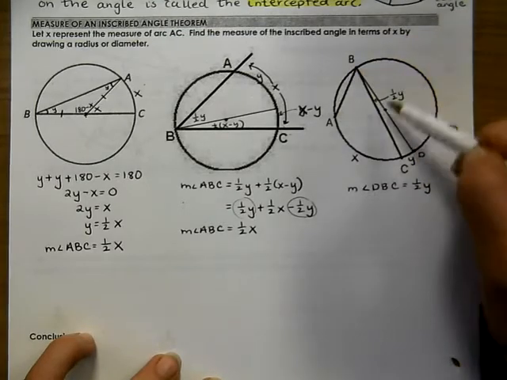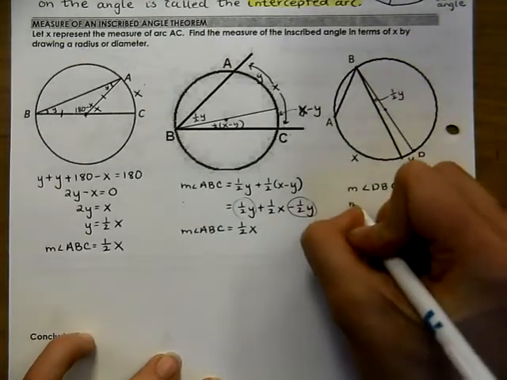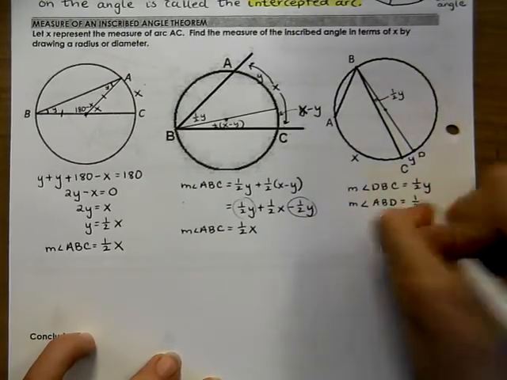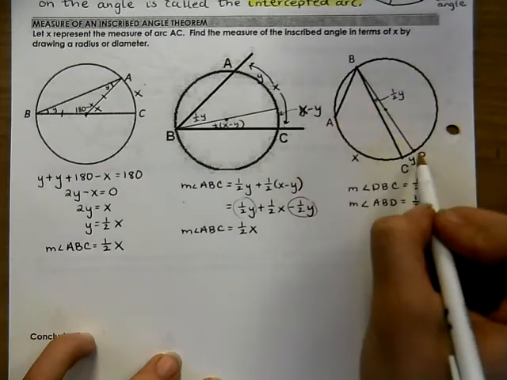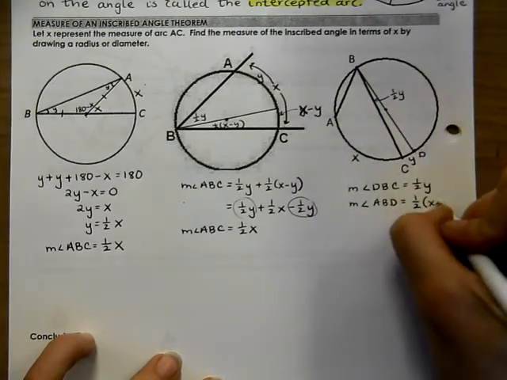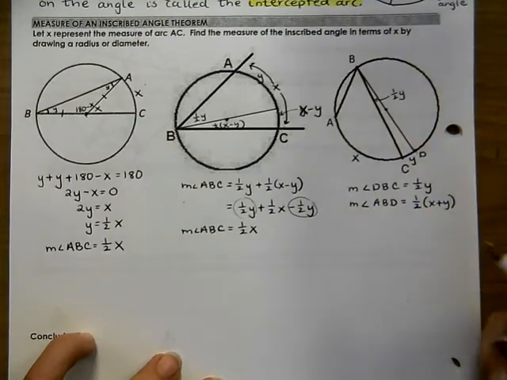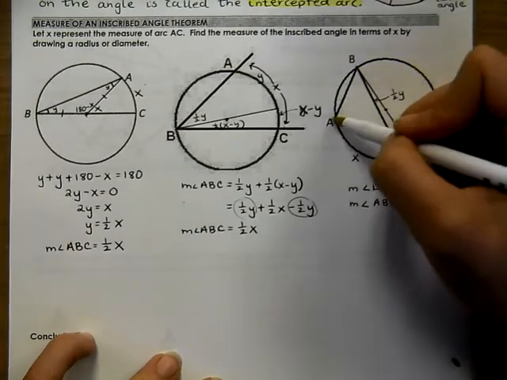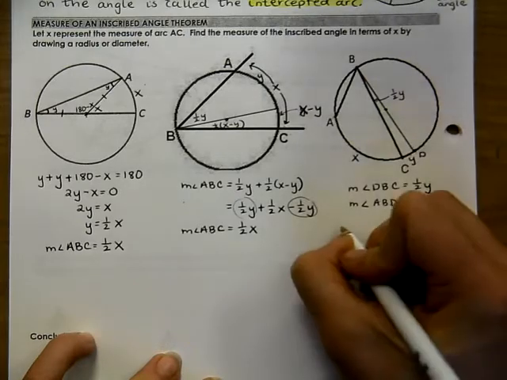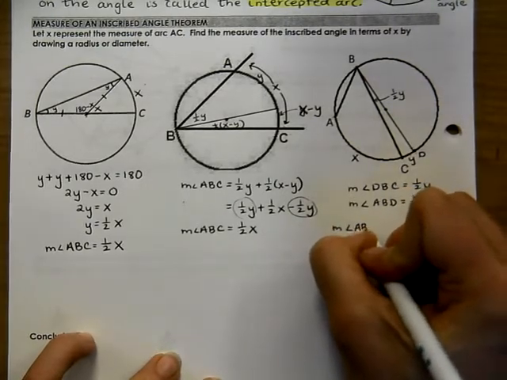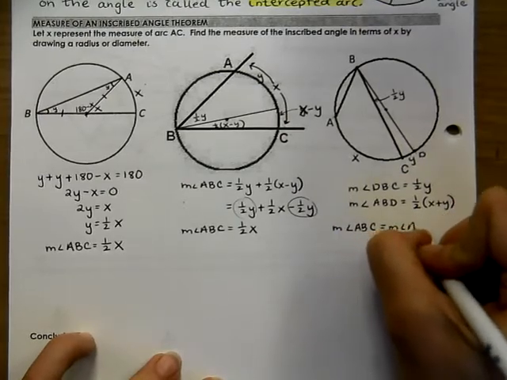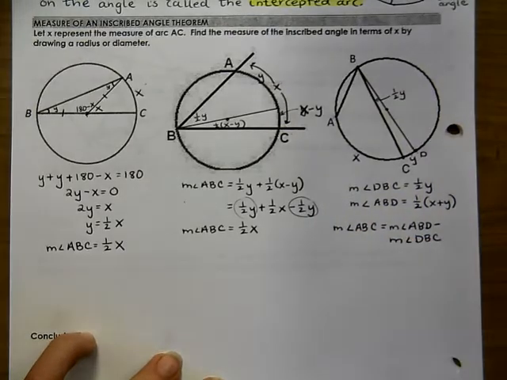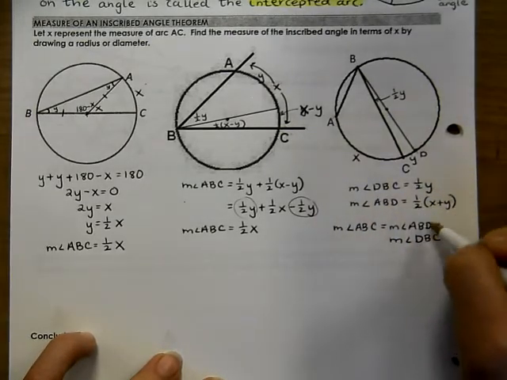ABD is also an inscribed angle that has a side going through the center. So we know that that angle, measure of angle ABD, will be 1/2 the measure of its intercepted arc, which goes from A all the way to D, so we have to add x and y. So 1/2 the sum of x and y. And if we use angle addition postulate, I know that measure of angle ABC is just going to be ABD minus CBD. So measure of angle ABC is equal to measure of angle ABD minus the measure of angle DBC. And we have expressions for both of those angles.